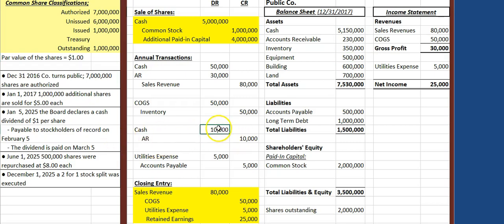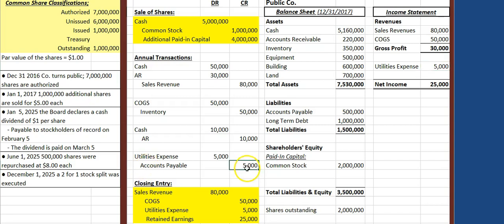Here we collected some of the receivables. So cash went up by $10,000. I'll bring it up by $10,000. And accounts receivable goes down because we collected the $10,000 in those receivables. Okay. Utilities expense, that's an income statement account, so we recognize it over here.